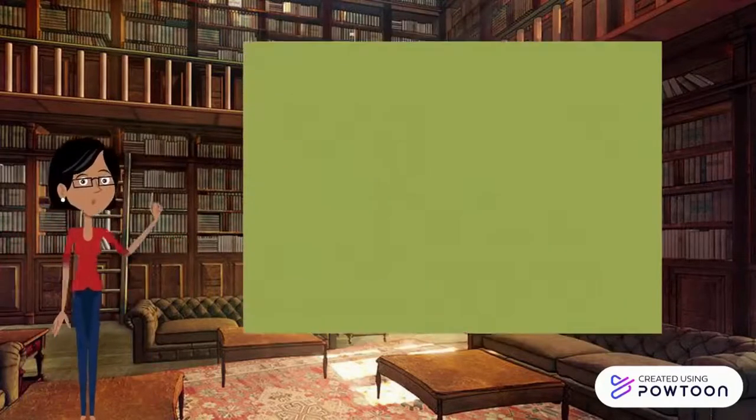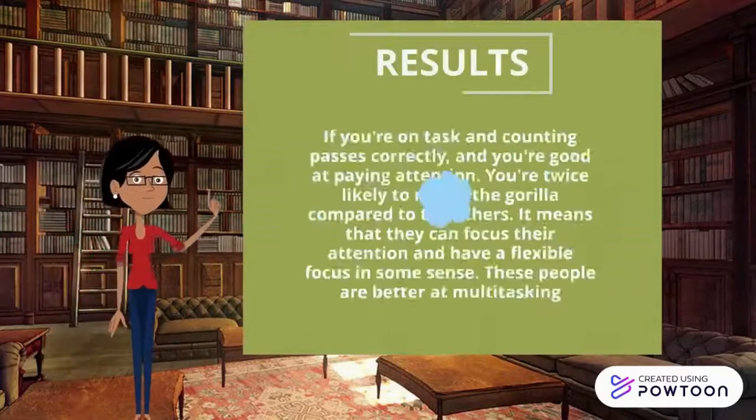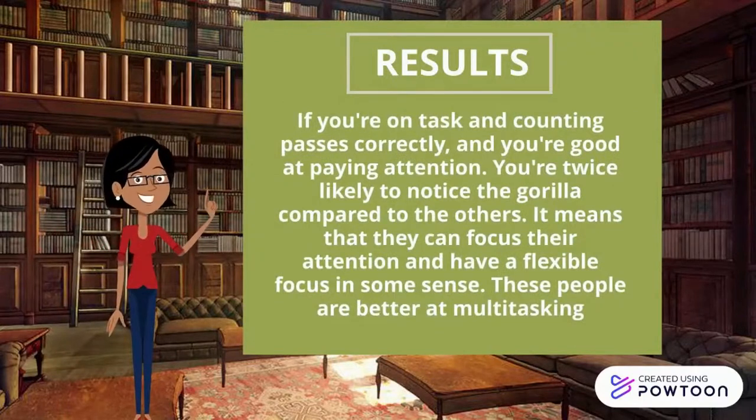In follow-up studies, those who were acceptably accurate in counting passes had higher working memory capacity than those who were not accurate in counting. If you're on task in counting passes correctly, and you're good at paying attention, you're twice as likely to notice the gorilla compared to the others. It means that they can focus their attention and have a flexible focus. In some sense, these people are better at multitasking.